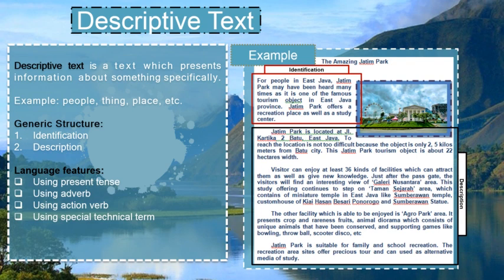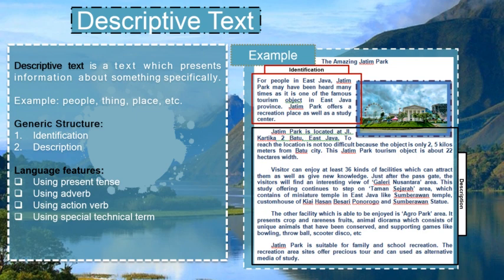The first paragraph is identification. This paragraph shows what the text is about, what is the specific participant described in the text. From the first paragraph, we know that the text is about Jatim Park, a tourism object.